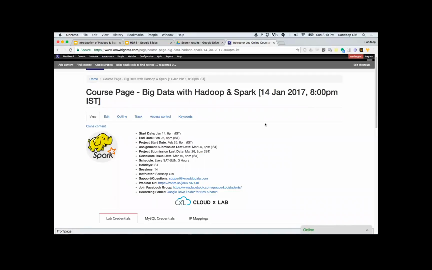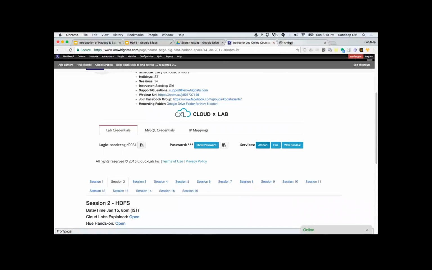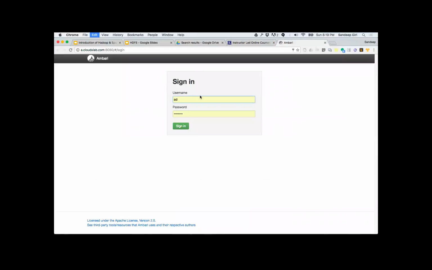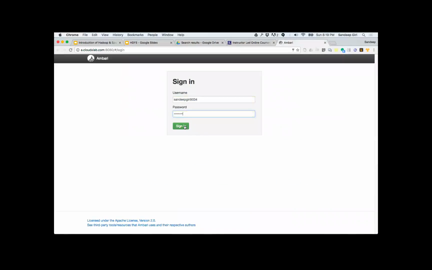All right, let's try to understand the CloudX Lab part. So these are the login, and here is the password. You don't need to copy this way. You can click on copy to clipboard and again here. And let's try to log in first in Ambari. I'll show you what it means by Ambari. Let me copy my login, paste the login, then copy the password, paste the password, and sign in. It says cannot sign in.